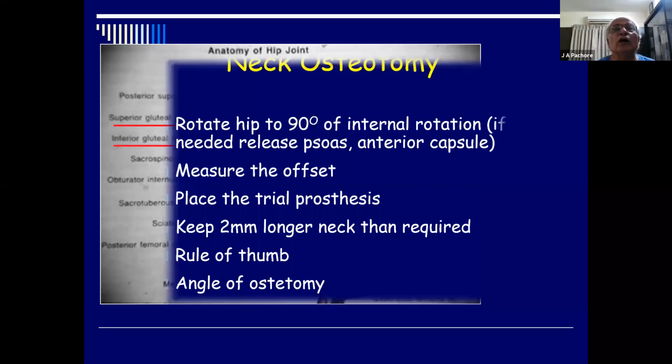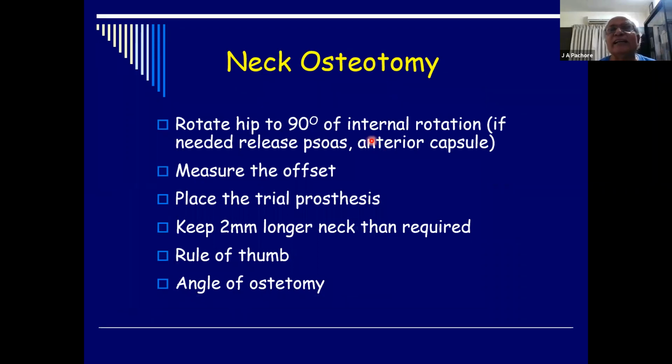So then you rotate the hip to 90 degrees internal rotation, release this. If there's difficulty, you can release the anterior capsule, you can release the psoas. So it's a very, very wide exposure. You can literally go to the anterior capsule with this approach.